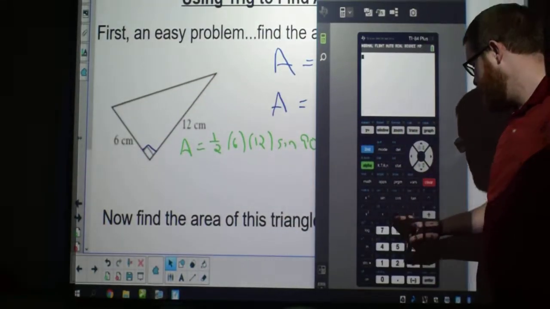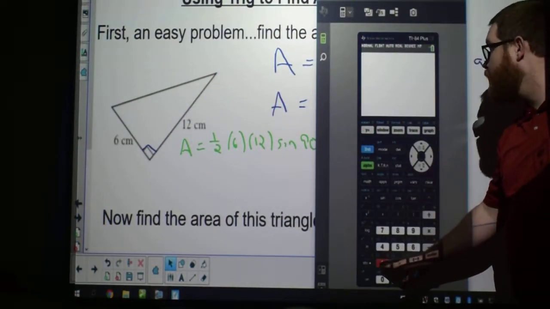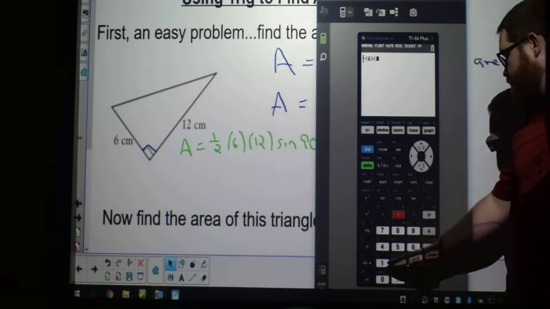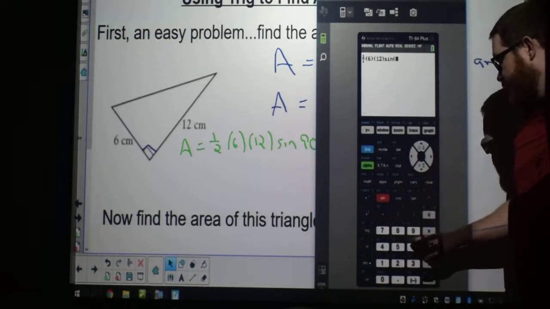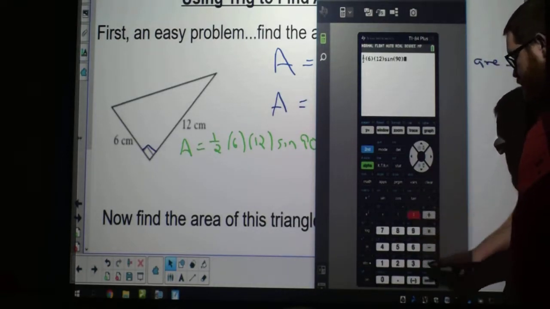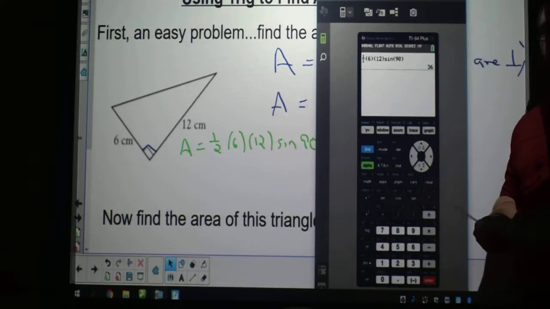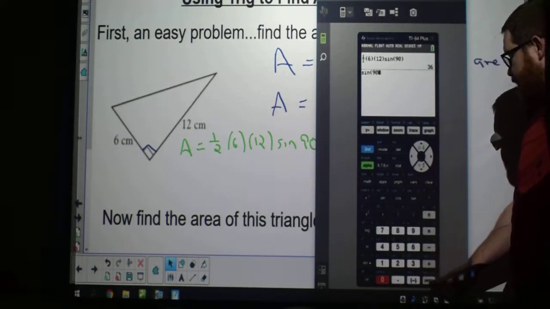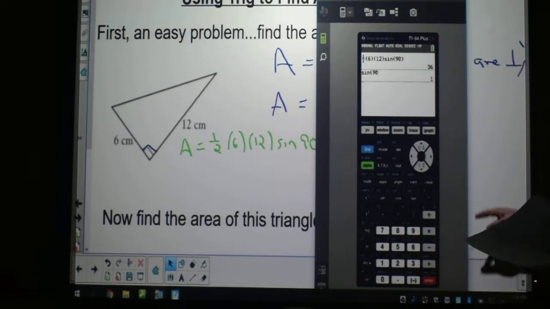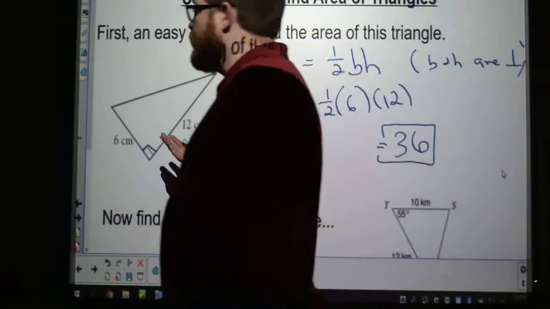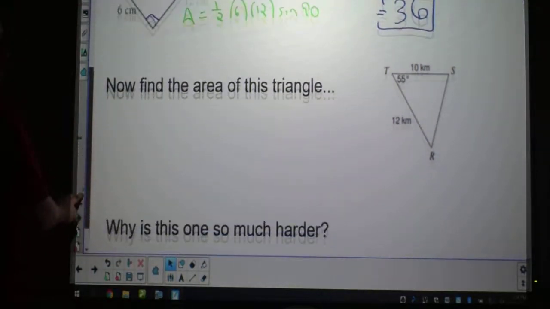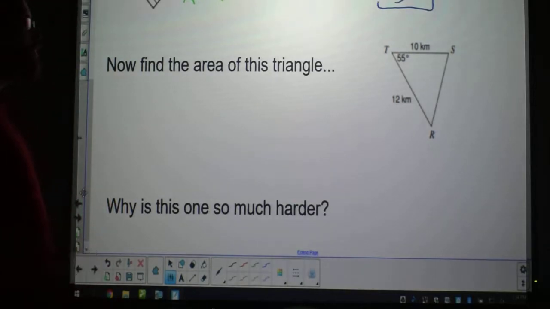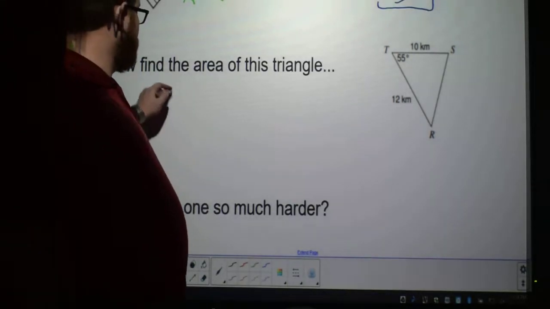If you type all of that in your calculator, 1/2 times 6 times 12 times sine 90, oh, look, it's 36. How is that possible? Because if you type in sine 90, the sine of a 90-degree angle is just 1. That's not important for a right triangle, but for a triangle like this, it's really important. Why is this one so much harder? There's no right angle in it. But I can still use this formula.